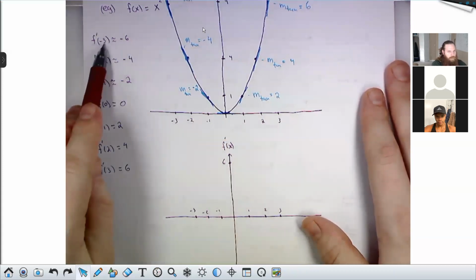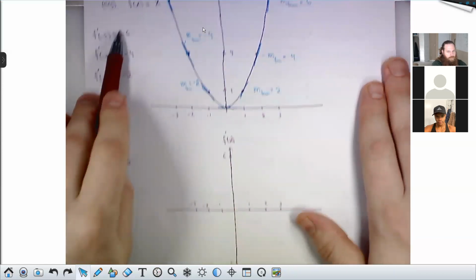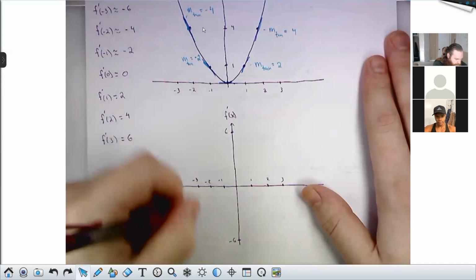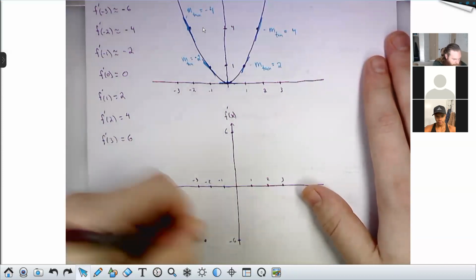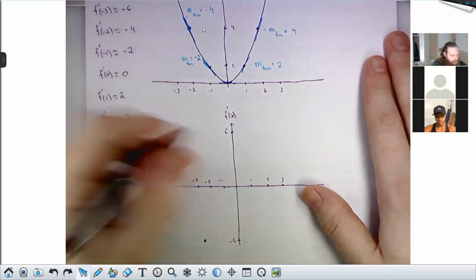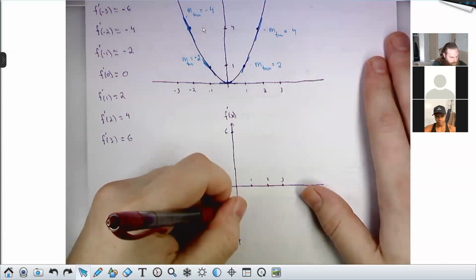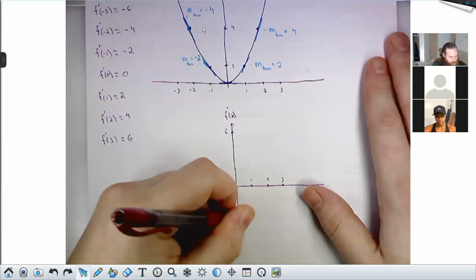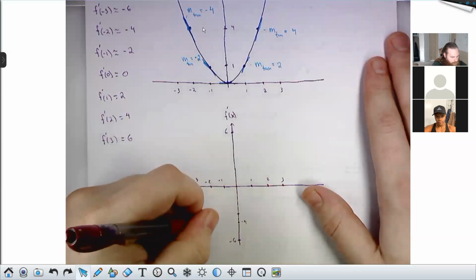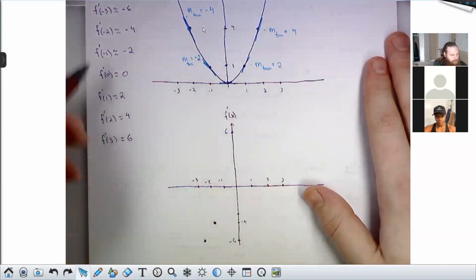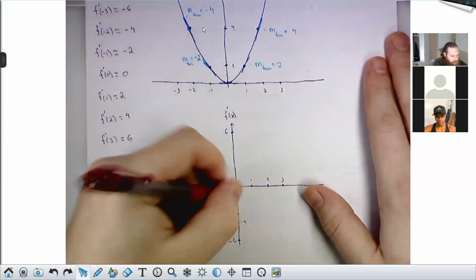So f prime of -3 we think is about -6, which means -3, -6 should be on the graph of f prime. f prime of -2 we think is -4. So if this is 6, then this would be 3, so 4 would be right here. So f prime of -2 should be -4. So -2, -4 is on the graph of f prime. f prime of -1 should be -2.